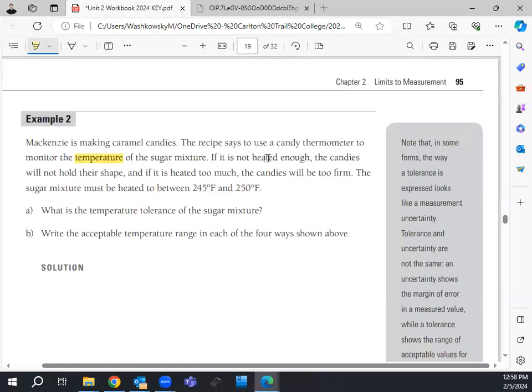If it's not heated enough, the candies will not hold their shape. But if it's heated too much, the candies will be too firm. So this sugar needs to be heated between 245 degrees and 250 degrees. The first thing we want to find here is, what's the temperature tolerance of the sugar mixture?